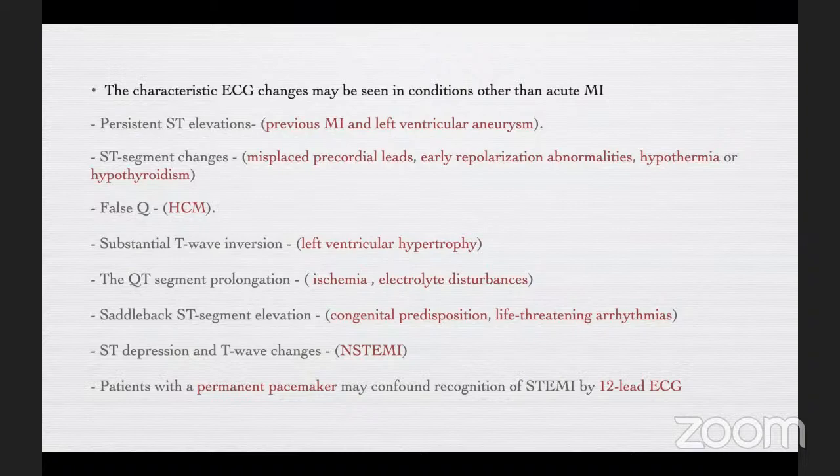Diffuse brain injuries and hemorrhagic stroke may also trigger changes in T waves, which are usually widespread and global, involving all leads. ST depression and T wave changes may also indicate evolution of non-STEMI. The QT segment may be prolonged because of ischemia or electrolyte disturbance. Saddleback ST segment elevation, Brugada wave, may be seen in leads V1, 2, 3 in patients with congenital predisposition to life-threatening arrhythmia. This may be confused with that observed in acute anterior MI.